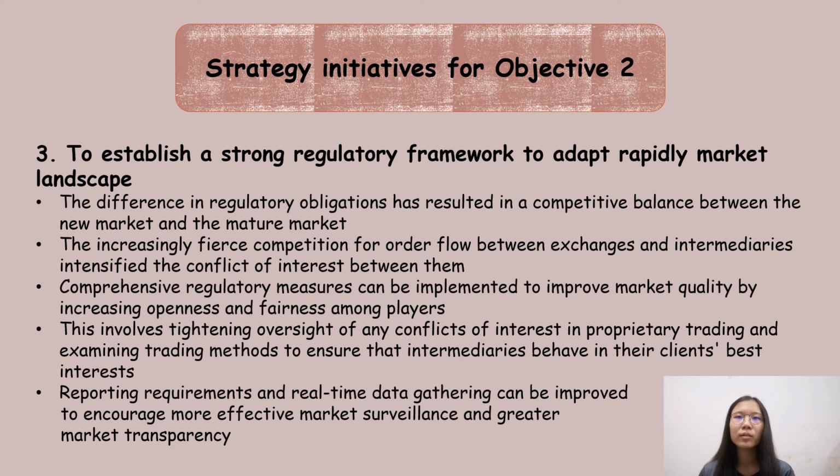The difference in regulatory obligations has resulted in a competitive imbalance between the new market and the mature market. The increasingly fierce competition for order flow between exchanges and intermediaries intensified the conflict of interest between them. Comprehensive regulatory measures can be implemented to improve market quality by increasing openness and fairness among players. They involve tightening oversight of any conflicts of interest in proprietary trading and examining trading methods to ensure that intermediaries behave in their clients' best interests. Reporting requirements and real-time data gathering can be improved to encourage more effective market surveillance and greater market transparency.